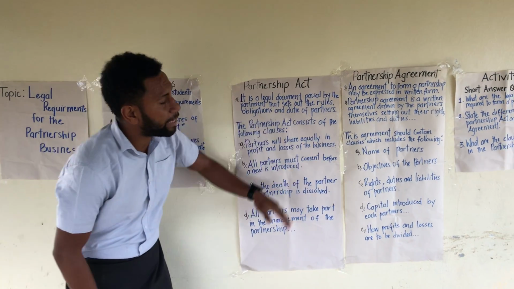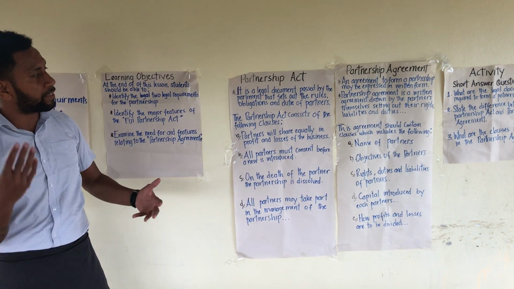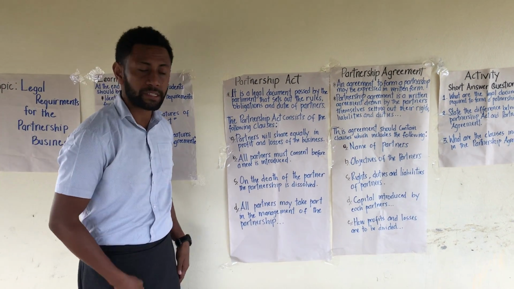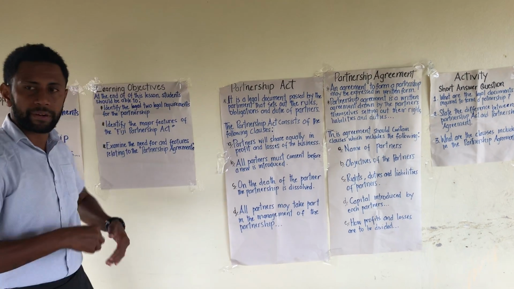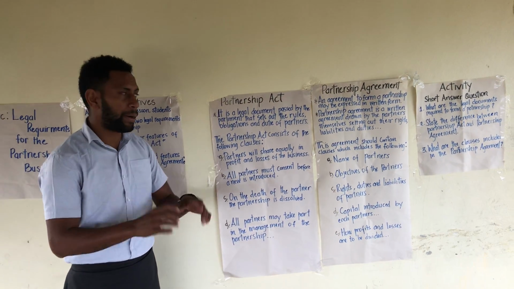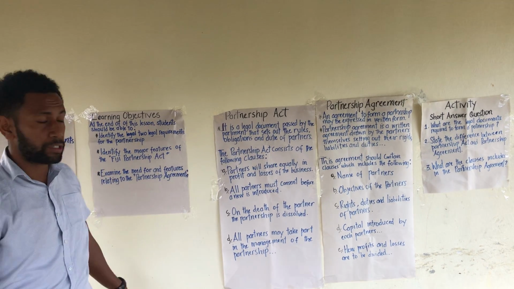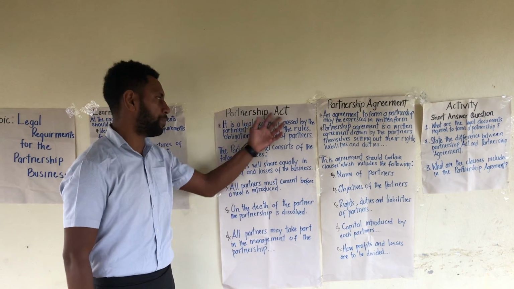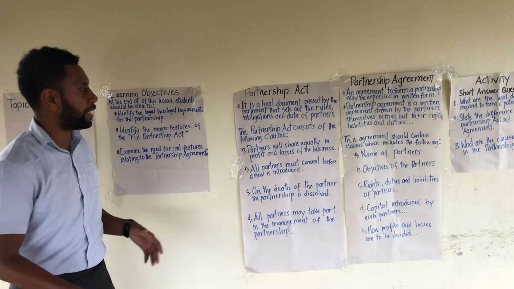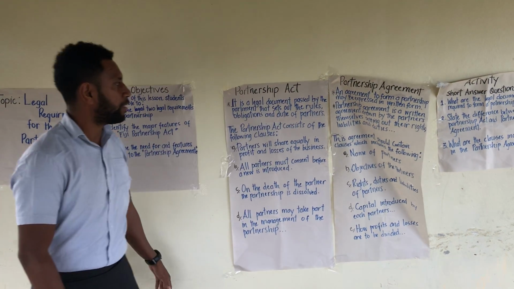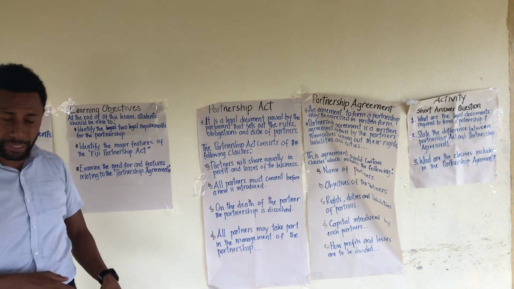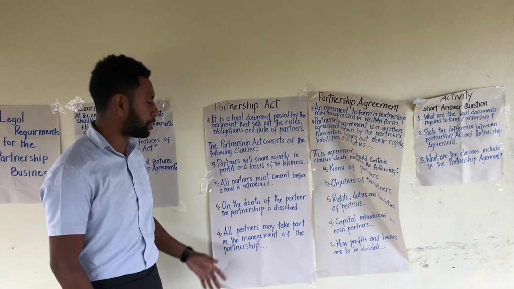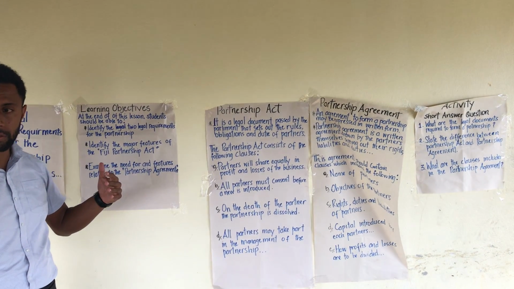it is the legal document passed by the Parliament that sets out the rules, obligations, and duties of the partners. So that means this is the legal document that is prepared by the Parliament and then passed down to the partnership business, if they need to run a partnership business. This legal document is very important for the partnership business to follow. Any questions? No?